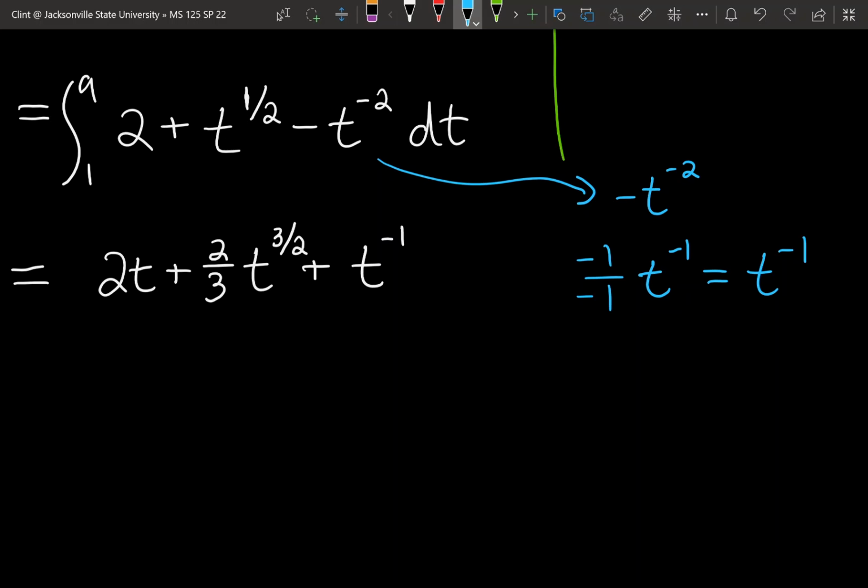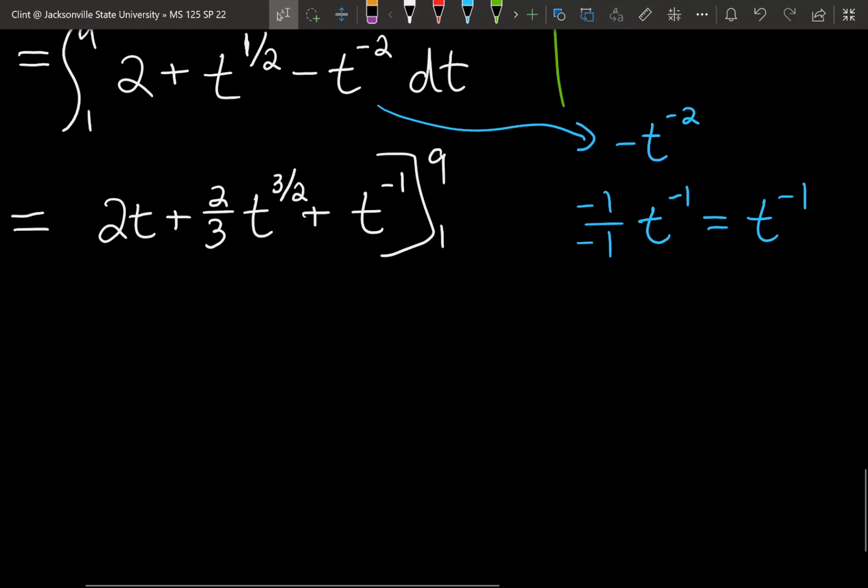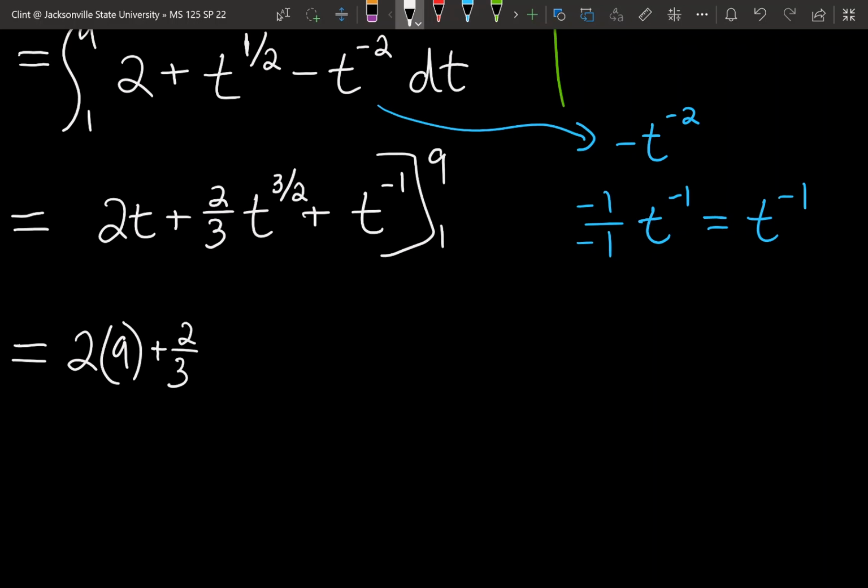So we get plus t to the -1. And then we can evaluate that thing. Again, this one's got 3 terms, so it's a little bit more of a mess, but we can do it. We can remember to use the top number first. Okay. So we'll have 2 times 9 plus 2/3 times 9 to the 3/2.